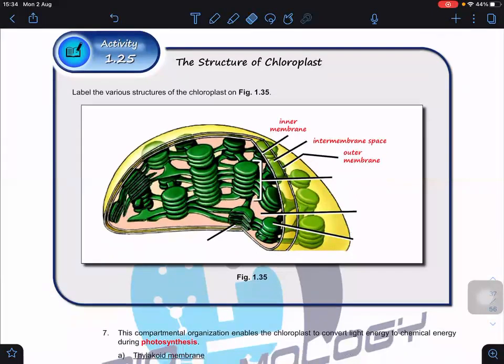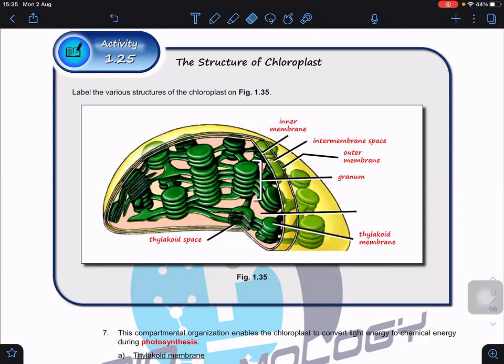And then you can see this is one stack by stack. Can you see something like coins? One coin by coin, you stack them together, right? When you stack them, each one here is called a thylakoid or thylakoid membrane. Either you say thylakoids or thylakoid membrane. Inside the thylakoid is known as the thylakoid space. And if you stack them all together like this, they form a granum, or plural grana.